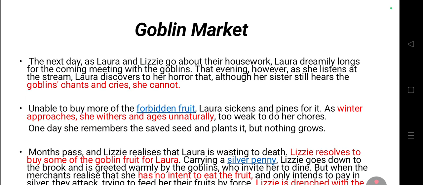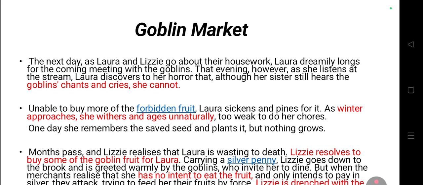Now, the next day, whatever you plan, it does not always happen, because the Almighty has some different plan. The next day, as Laura and Lizzie go about their housework, Laura dreamily longs for the coming meeting with the goblins. Even in her dream, she is thinking of goblins. This is the kind of infatuation she is having, the kind of passion she is having. So in dream as well, she is thinking of goblins and their fruits.